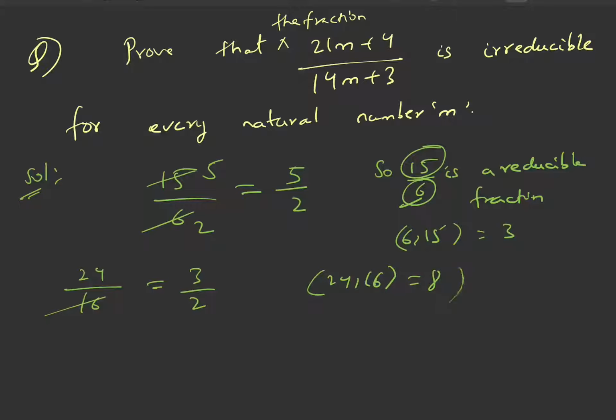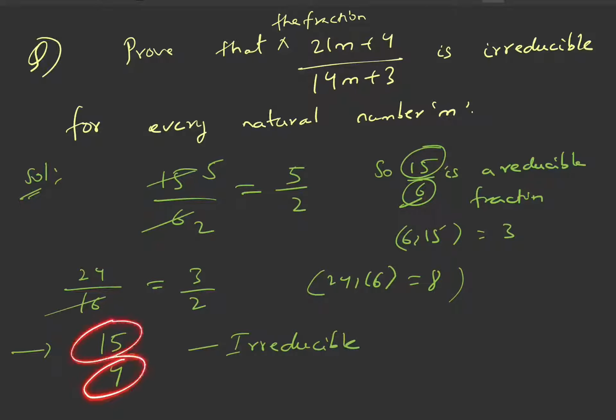But when is a fraction irreducible? For example, if I have say 15 by 4, can you further reduce it? No. So this is irreducible. Why is it irreducible? Because there is nothing common in 4 and 15. Because 4 is 2 square, 15 is 3 into 5. So there is no prime common here, so you can't cancel any prime. So you can't reduce it further. So this is irreducible because there is nothing common.